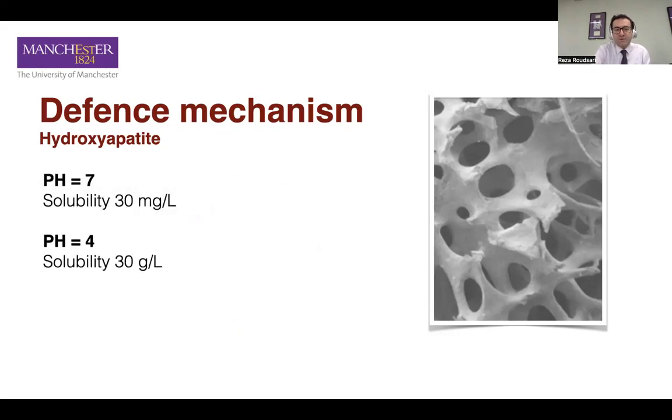And essentially, when you have a pH of 7, the solubility of the hydroxyapatite is 30 milligrams per liter, whilst when you drop the pH to 4, it becomes 30 grams rather than milligrams per liter. So that's 1,000 times more soluble. So the way the equation works is that for every 1 unit of pH drop, you multiply the solubility by 10. So essentially 7 minus 4 is 3.